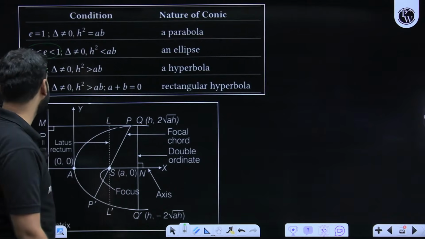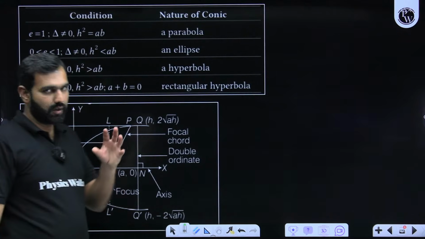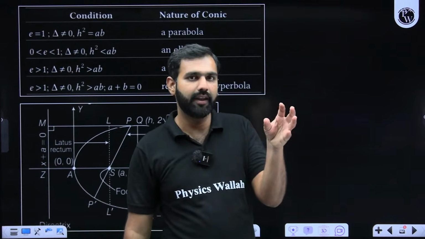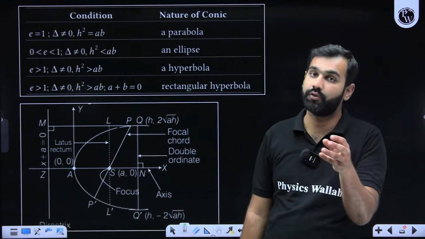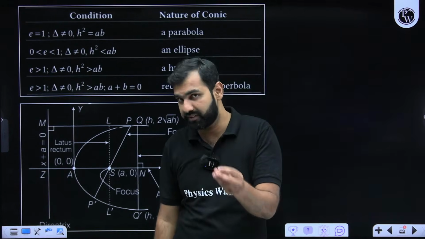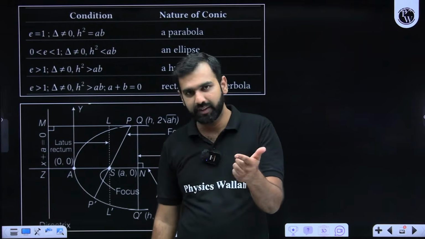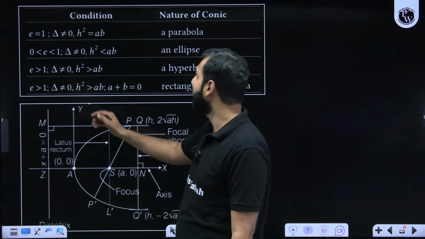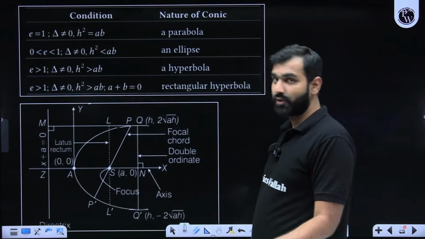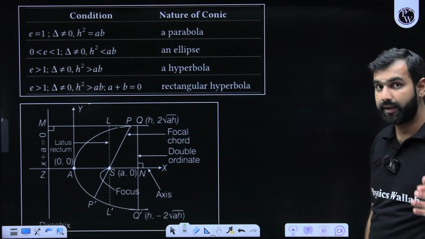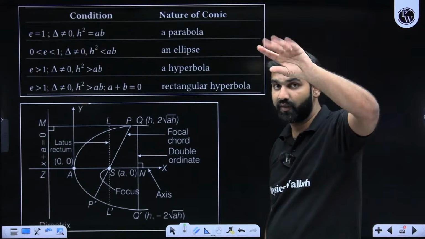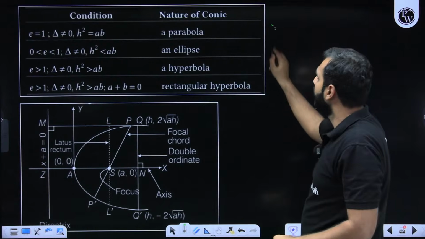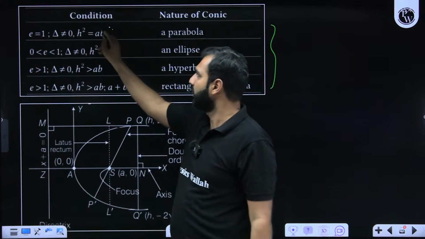Something very crucial here, students, is that the second degree equation ax square plus by square plus 2hxy plus 2gx plus 2fy plus c equals 0 could represent a pair of straight lines. That happens when delta is 0. But if delta is not 0, it represents a conic. Delta means the determinant of a, h, g, h, b, f, g, f, c. Do you remember that? So with that, it will represent a parabola if h square equals ab.